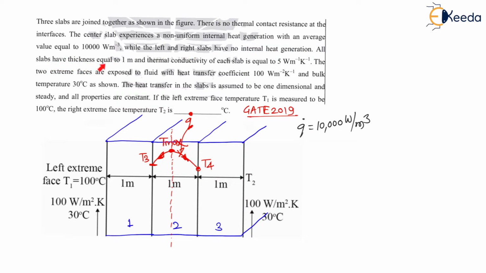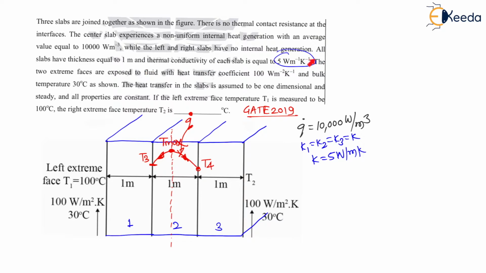All slabs have equal thickness equal to 1 meter. Now see, for each and every slab, 1 meter, 1 meter, 1 meter is the thickness, right? And thermal conductivity of each slab is equal to 5 watt per meter Kelvin. Now K1 is equal to K2 is equal to K3, they have given. Here thermal conductivity of each slab is the same. K1 is equal to K2 is equal to K3 is equal to K, which is nothing but 5 watt per meter Kelvin. This data they have provided here, right?